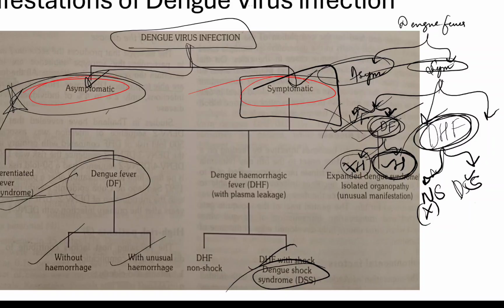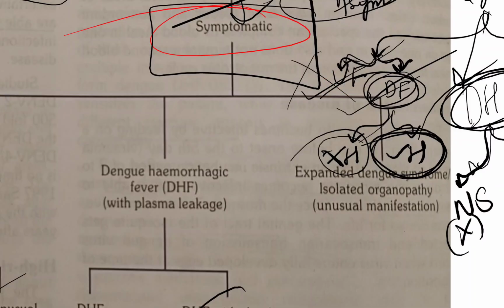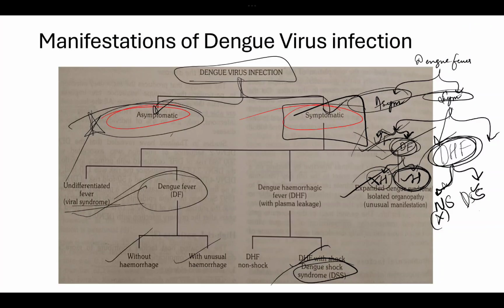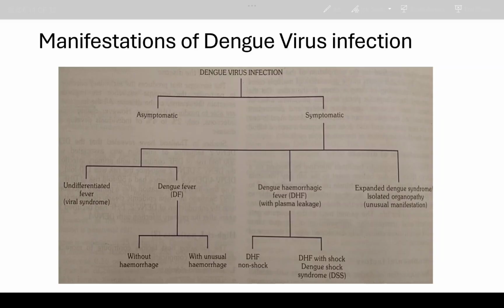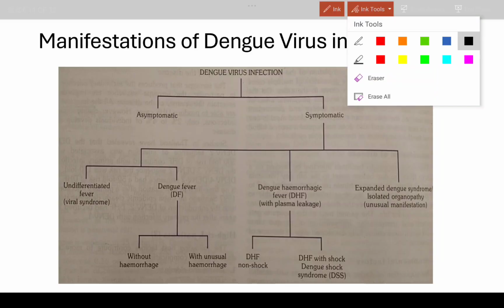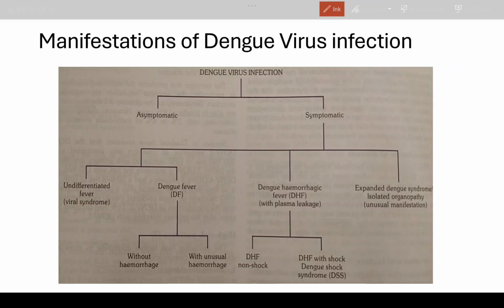Dengue shock syndrome. Then the last differentiation will be expanded dengue syndrome with isolated organopathy, which is an unusual manifestation. We'll see that it is an expanded dengue syndrome. Is it clear? Do you want me to write it down again? Perfectly, you will be able to remember it now.